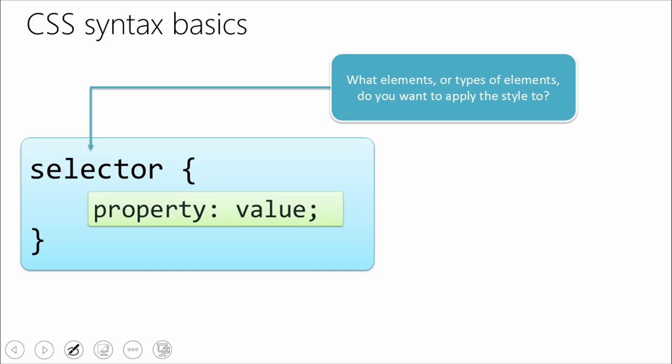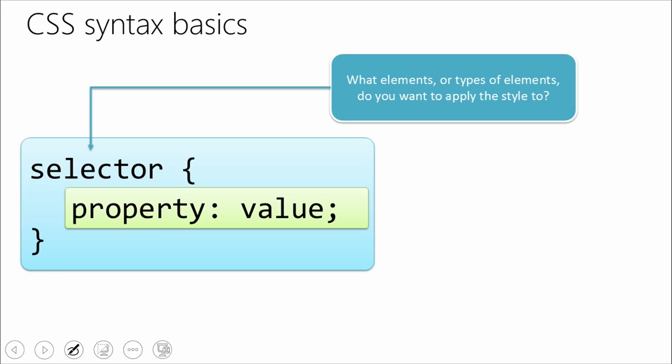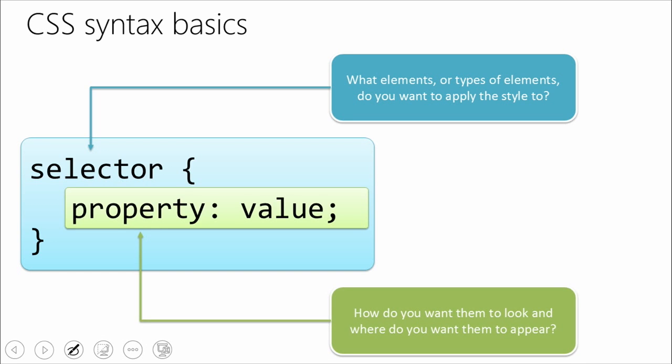Then it's going to be, what property do we want to set, and to what value do we want to set it? So now that we've figured out, okay, this is what we want to focus our attention on, this is what we want to manipulate, the next question becomes, what do we want to manipulate on that?